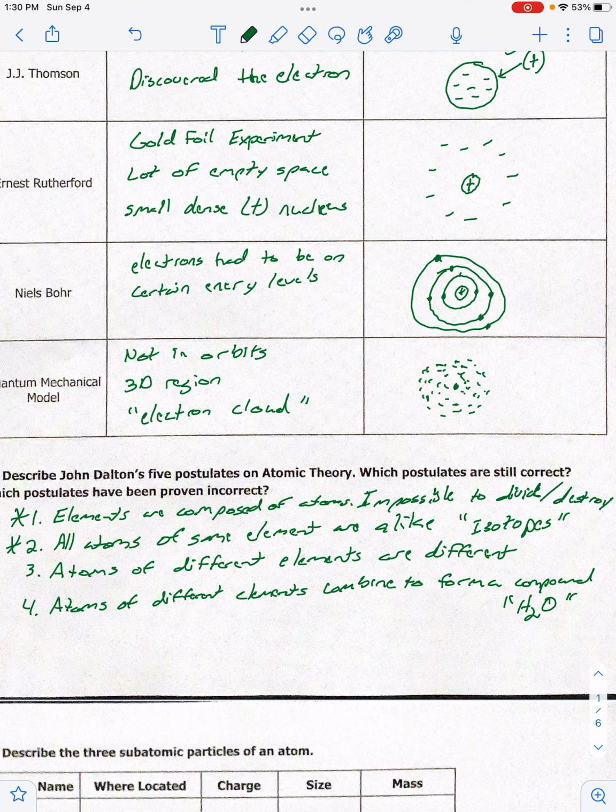Okay. Then the last one, number 5, is in a chemical reaction, atoms are rearranged and combined. So that basically means when you have different compounds come together, they can actually switch partners and things can be moved around and combined. We're not going to destroy anything or create anything really new. We're just switching things around.